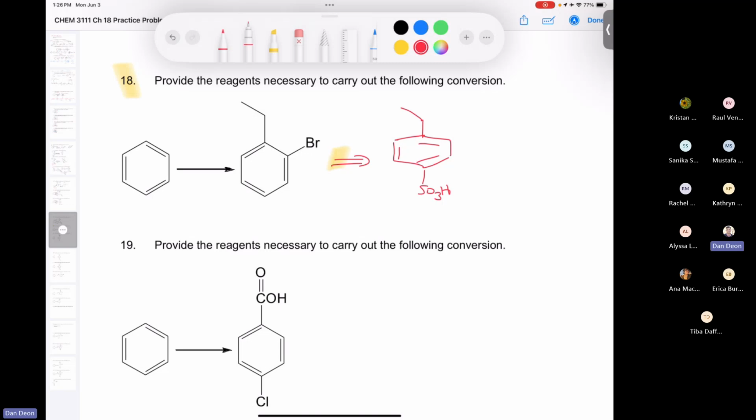So we'll put the ethyl group in first, then we'll put the sulfonic acid, then we'll put the bromine, and then we'll remove the sulfonic acid. So what does that look like?